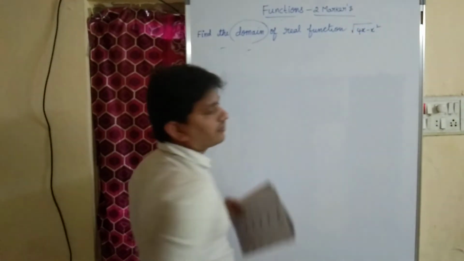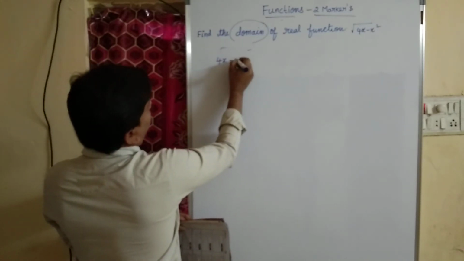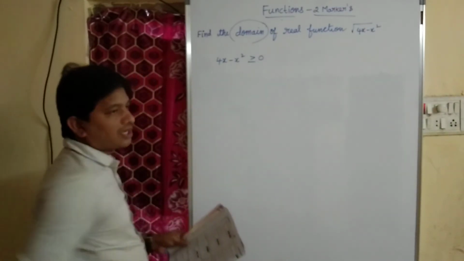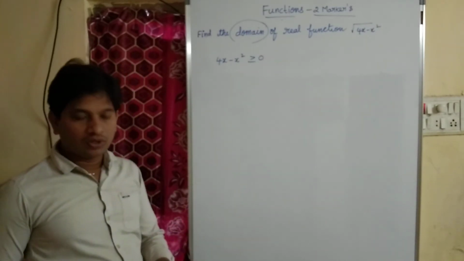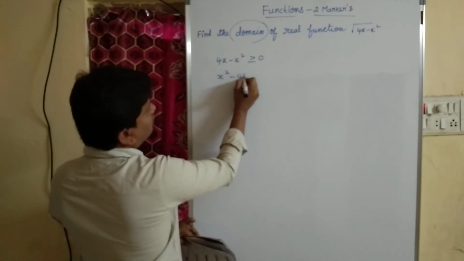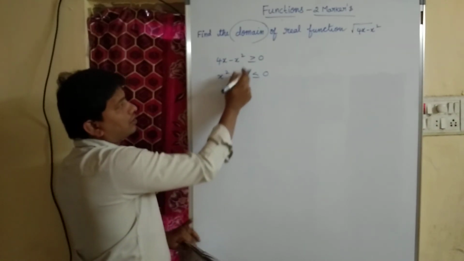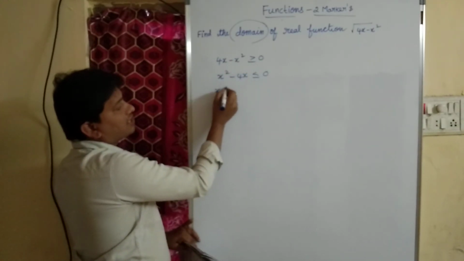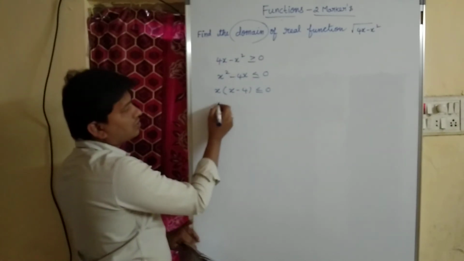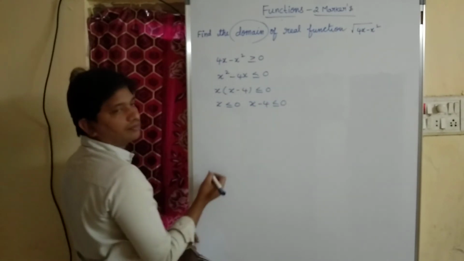4x minus x square. Again, the root is in the numerator only. So 4x minus x square must be greater than or equal to 0. How can I write this? I can write x square minus 4x must be less than or equal to 0. If I take x as common, I will get x(x minus 4) less than or equal to 0. So one is x less than or equal to 0, and the second is x minus 4 less than or equal to 0.